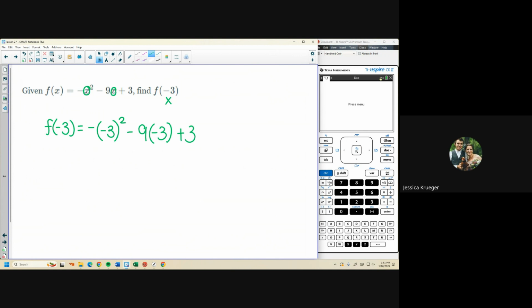Now, I'm going to show you how we can do this using order of operations without the calculator. But I will tell you, this is a problem that a lot of people miss. There's a lot of areas where you can make a mistake. So order of operations, if we think back to PEMDAS, we've got to do parentheses first, but there's no operations inside the parentheses. Then we have to do exponents. So the first exponent I see is right here.